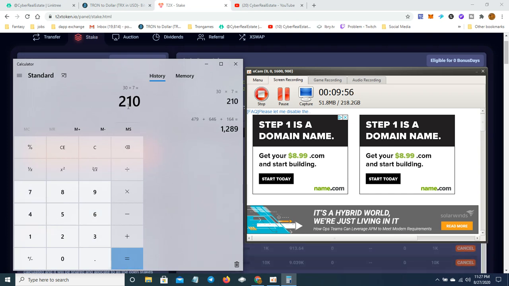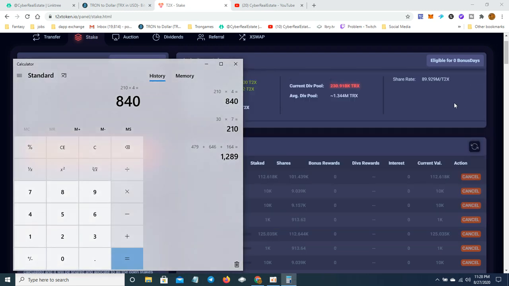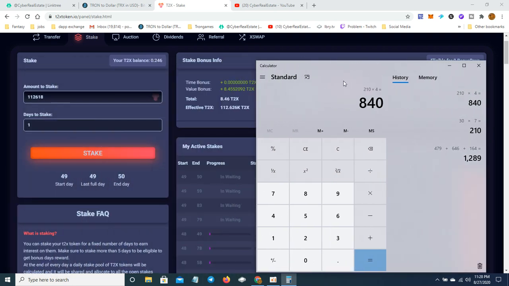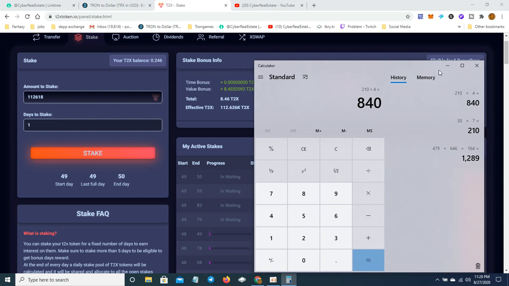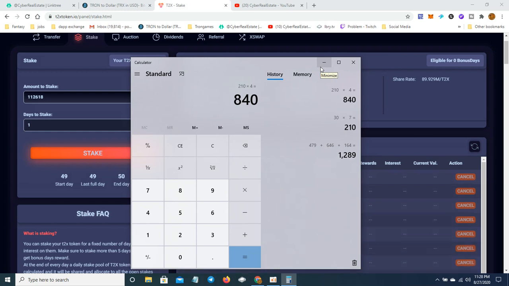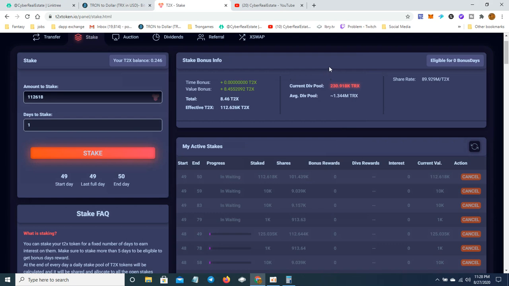So that's $210 a week times 4. So that's $840 a month. That's good money right there. $840 a month from buying a token and staking it and earning off the stake and the Tron dividends of the T2X. $840, not bad for T2X, and it just gets started. So that's my progress today.